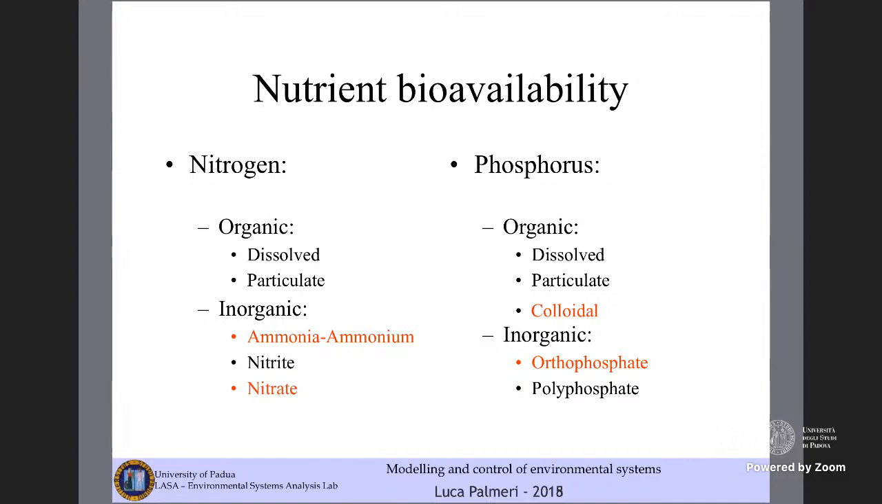Lately, it has become clear that there is also an important quota of nutrient in terms of phosphorus, the so-called colloidal phosphorus. Colloidal phosphorus is a form that is linked to surfactant. It is a typical form of phosphorus that you may find in a wastewater treatment plant, and it is a form that is recognized as an available form of phosphorus.